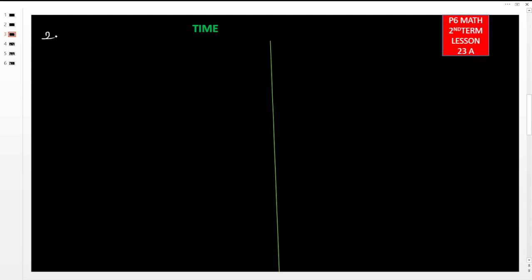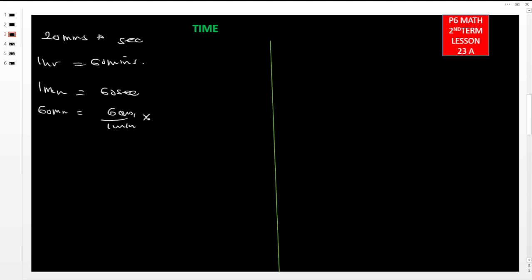Let us convert 20 minutes to seconds. Then we are going to get to know that 1 hour has 60 minutes, right? Then one minute is having 60 seconds. Now suppose we have 60 minutes, then it will be 60 minutes out of 1 minute, times 60 seconds. So a minute will go with a minute, so 6 times 6, that is 36.